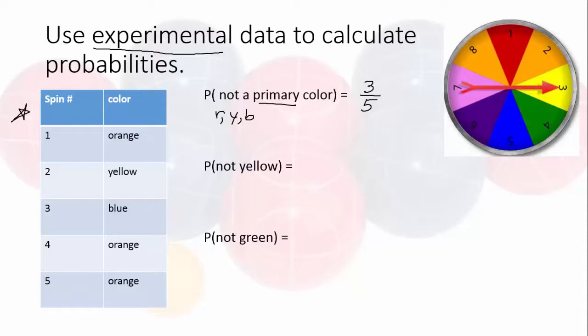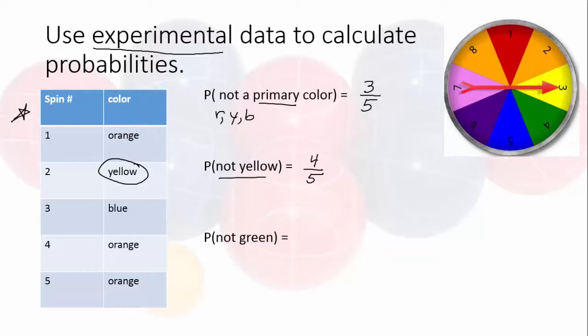Okay, probability that it's not yellow. Yellow only happened 1 time, so just subtract that 1 time from the 5 spins. That leaves 4 other possibilities out of 5. And that's a common strategy, subtracting from the total.